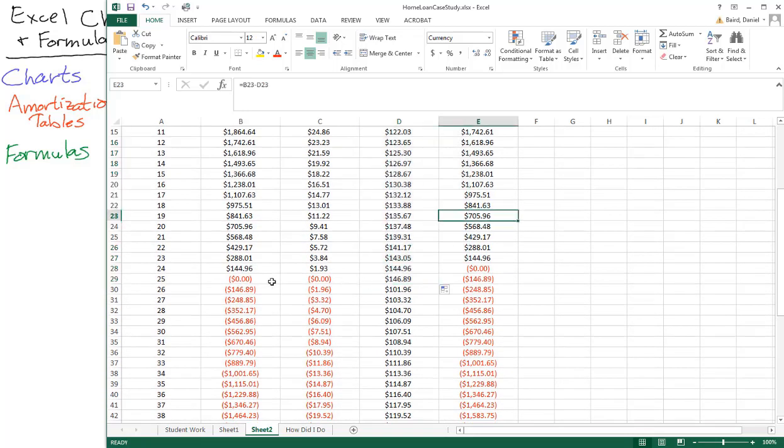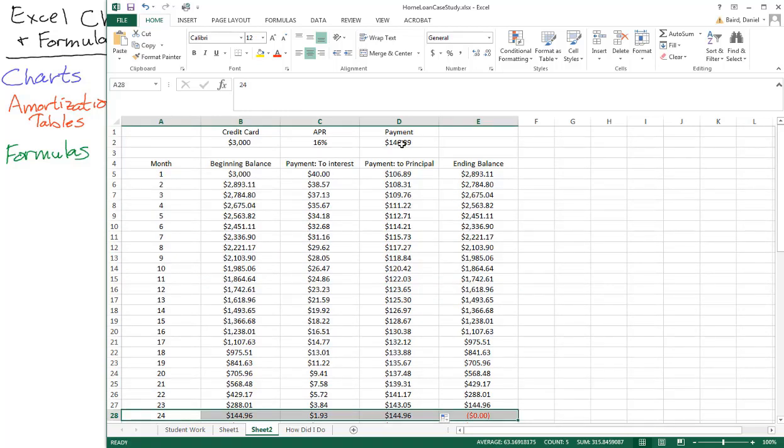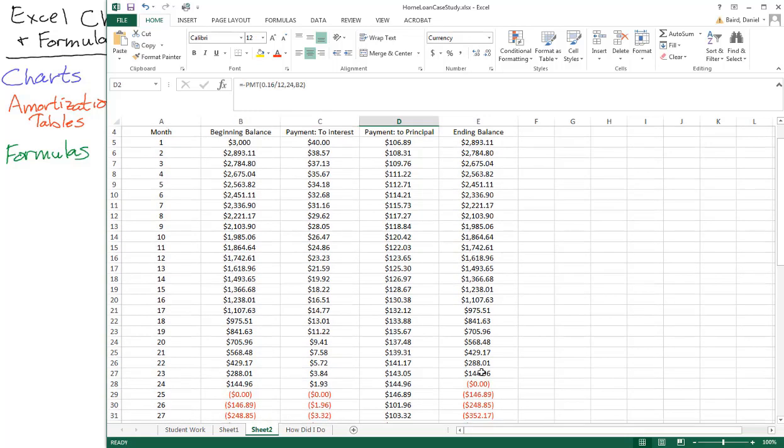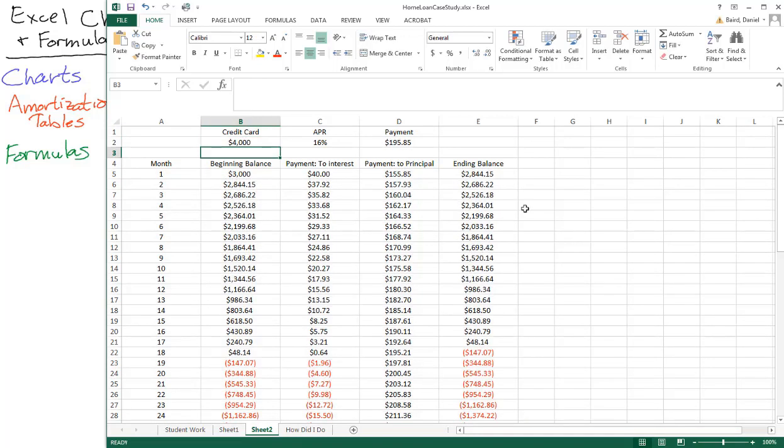It should have gotten to 0 right about there. Oh, look at that. The payment function is genius. It figures out the exact amount to get you down to 0. And that will be very handy. Now I want you to notice this. What if we had $4,000? Wow, that made a different payment, but notice it didn't get us down to 0 at 24 months.